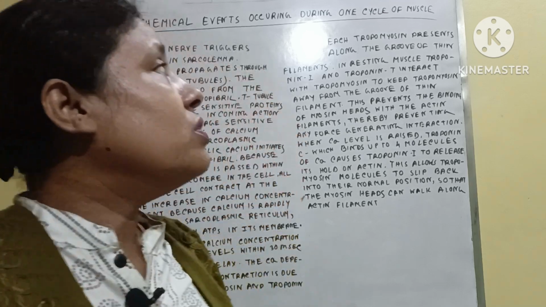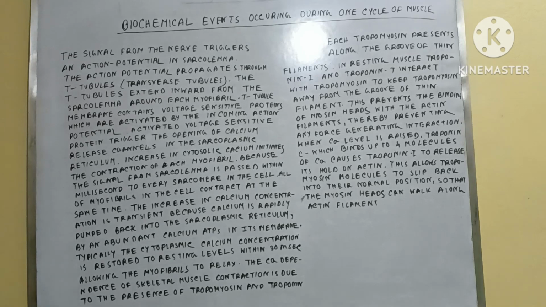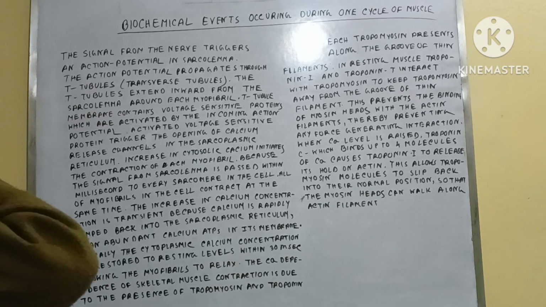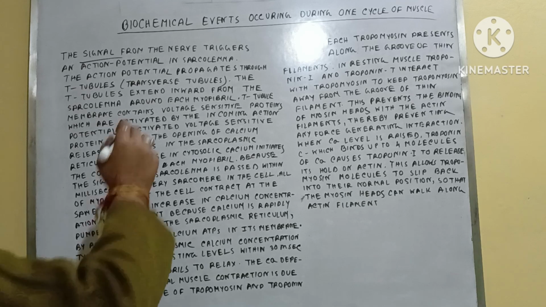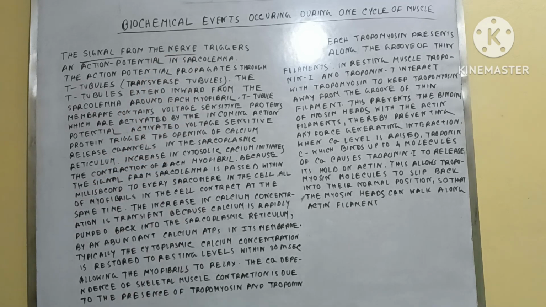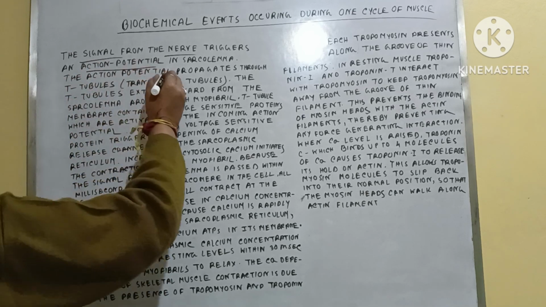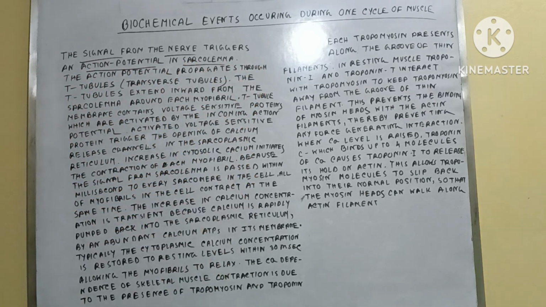Okay, so let's continue. What are the biochemical events occurring during one cycle of muscle contraction? So first of all, what happens? The signal that is coming from the nerve triggers an action potential in the sarcolemma.